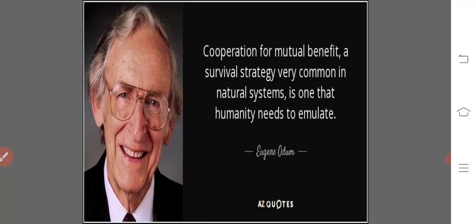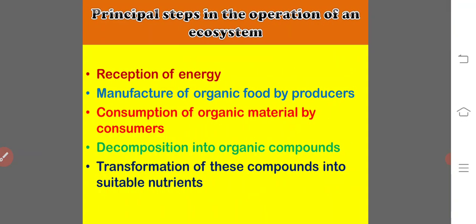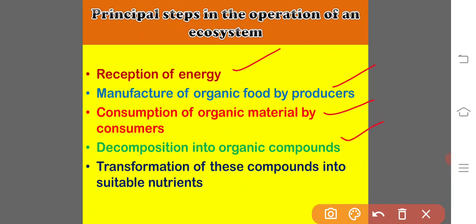So it was Odum. The principal steps in the operation of an ecosystem: reception of energy, manufacture of organic food by producers, consumption of organic material by consumers, decomposition into organic compounds, and transformation of these compounds into suitable nutrients.